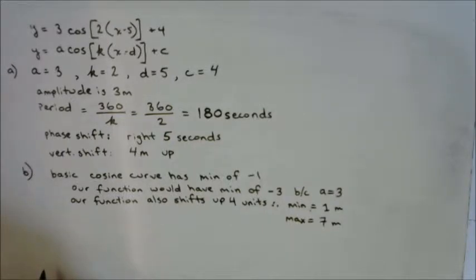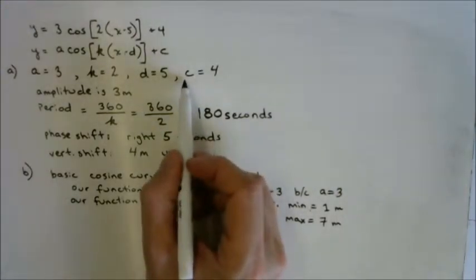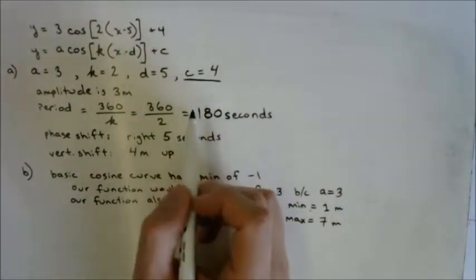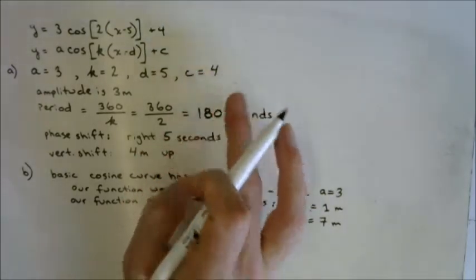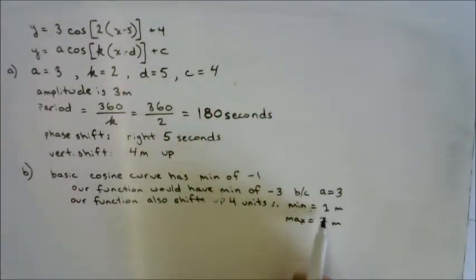What's our rest? So the rest would be 4. You can get that right from here, right? If we move it up 4, then the rest is going to be 4. Another way to think about it is if the min is 1 and the max is 7, they have the exact same amplitude, top and bottom of the rest, then 4 must be in between. 7 plus 1 divided by 2. Rest equals 4 meters.